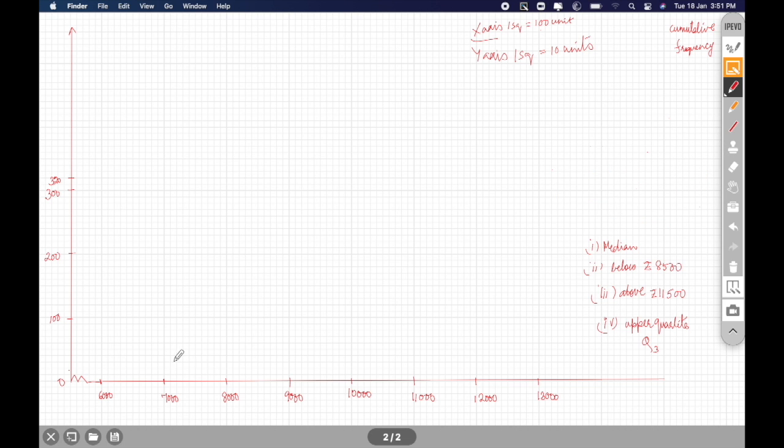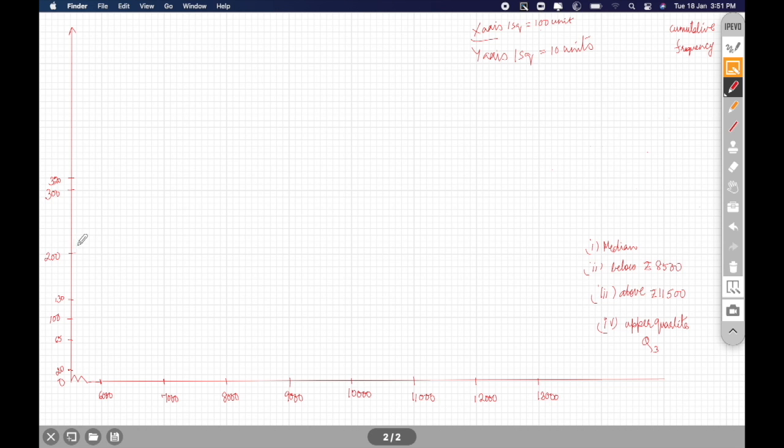So the first upper class limit is 7,000, and we have to plot 20. Okay, before we start plotting, let me mark down all the cumulative frequencies found on the y-axis. So the first cumulative frequency 20 is here, then 65: 20, 30, 40, 50, 60, 65 is here. Next we have 300, 130: 10, 20, 30. So 130.